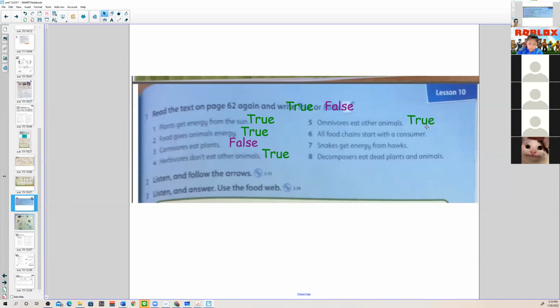All food chains start with a consumer. False. All food chains start with a producer, right? Next one. Snakes get energy from hawks. False. It's the other way around, right? It's a hawk that gets energy from the snake because hawks eat snakes. Decomposers eat dead plants and animals. True.